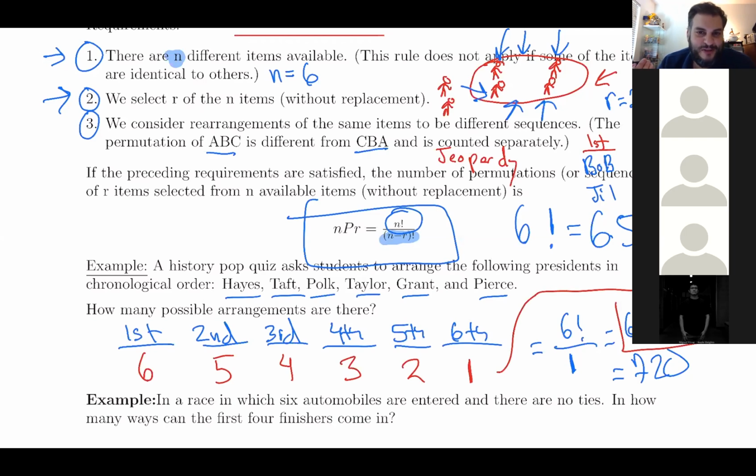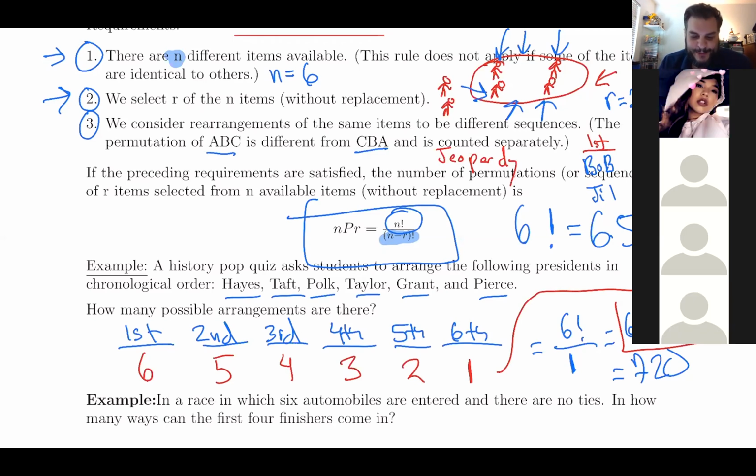So that's one other way that you could do it. You don't technically have to use a formula. The formula is pretty much a way to do it, but you can just think about it logically: every time you select a person, you're going to be choosing from one less person.